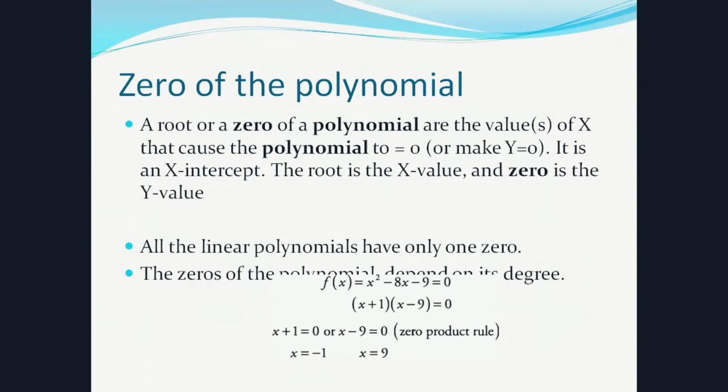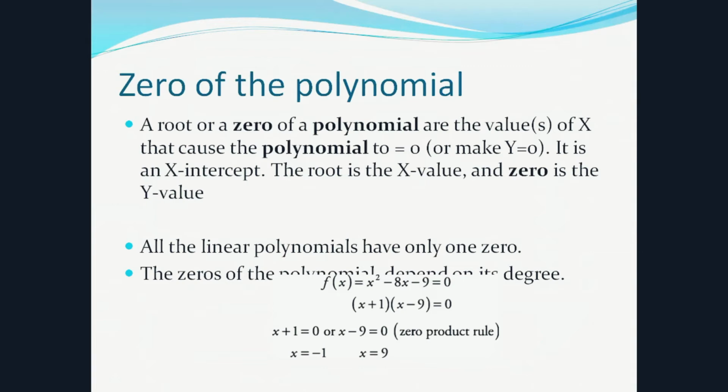Now we will study the zero of the polynomial, or you can call it a root of the polynomial. A root or a zero of the polynomial is a value of x that causes the polynomial to be equal to 0. It is an x-intercept; the root is the x value and the 0 is the y value. All linear polynomials have only one zero, and a point to be noted here is that the zeros of a polynomial depend on its degree.